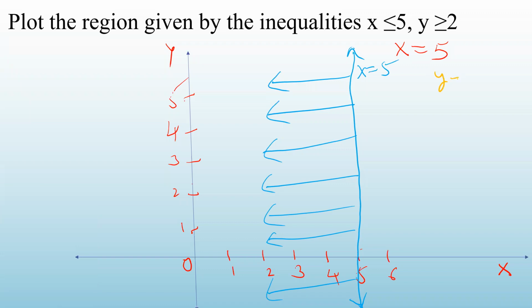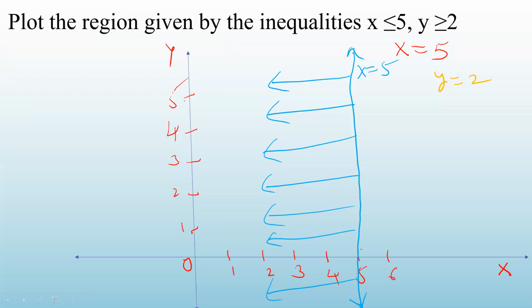So first of all, draw the line y equal to 2. Where will be this line? Parallel to which axis? X axis. Remember it like this: x equal to something is parallel to y axis. It's the opposite: y equal to something is parallel to x axis. So y equal to 2.